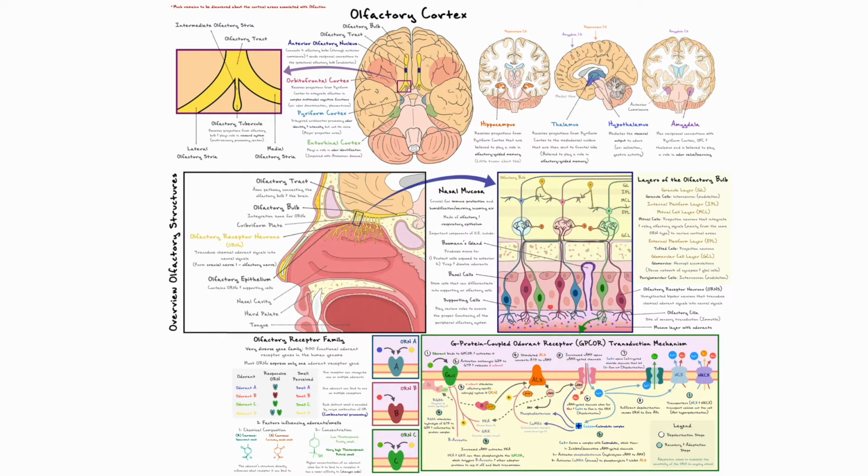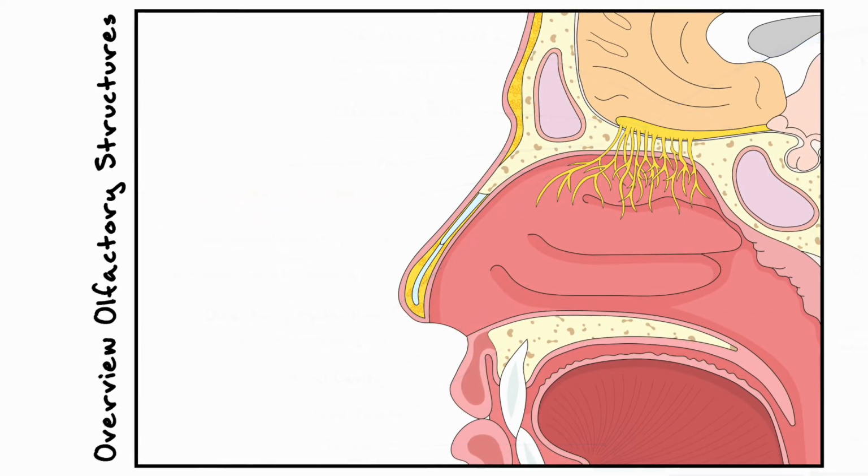To understand how the olfactory system operates, let's begin our discussion in the region of the nasal cavity to get a good overview of the major olfactory structures. To give you some orientation about where we are, this is a sagittal cut where you can see and recognize the tongue, the hard palate, and the nasal cavity.